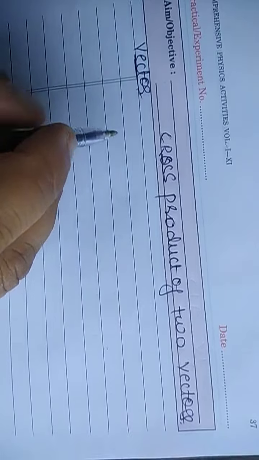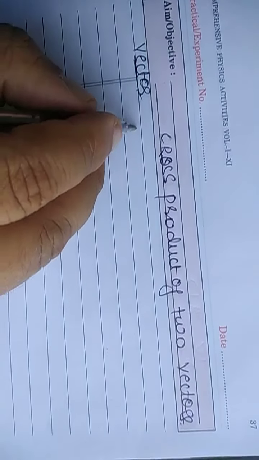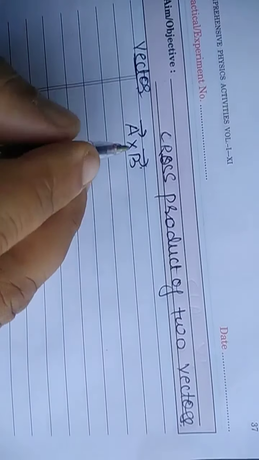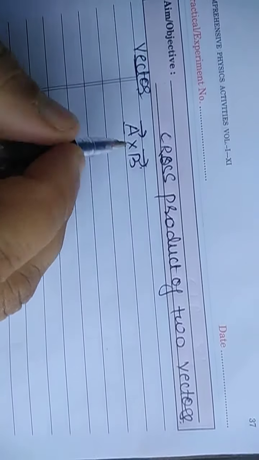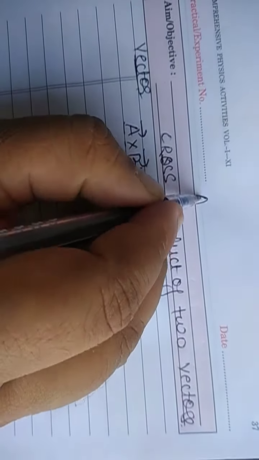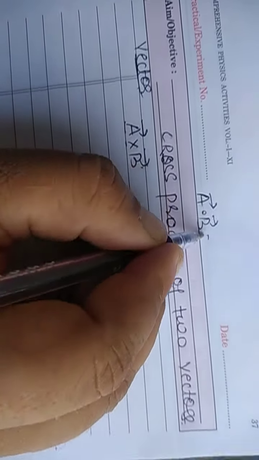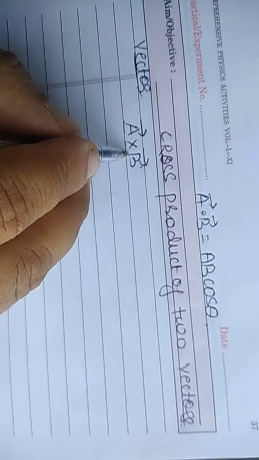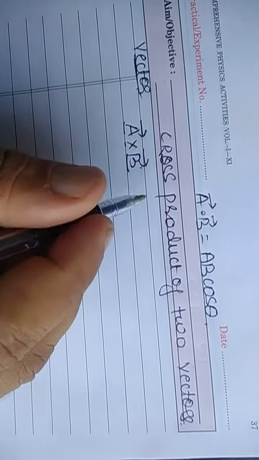Last time we have studied about A vector dot B vector. Today we will study A vector cross B vector. So this is called cross. I think all of you know that. Last time we studied that if I write A vector dot B vector, it is AB cos theta. Now I am going to study about A vector cross B vector.